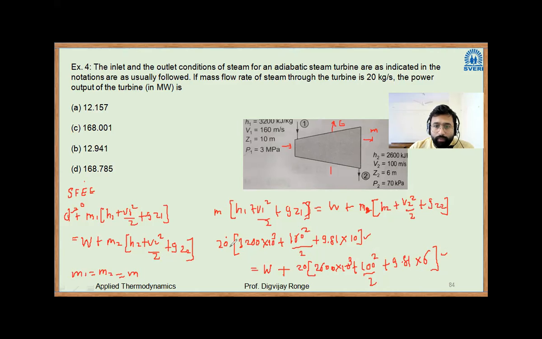So first tell me what will be this first bracket, 20 into 3200. Okay, calculate that one. I will also calculate with you. Let us cross check each other's answers. Or if anybody is smart enough, he can go for calculation of W directly.